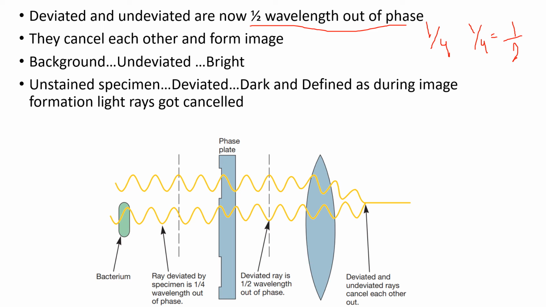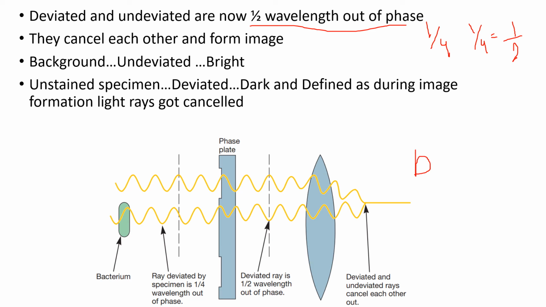Why is it getting advanced? When it is passing through the phase ring, it gets advanced because that's an optical disc. And when light rays are passing through the specimen, they get retarded by 1/4 of the wavelength. I hope that's clear. Now, it is not important that the image is formed by the deviated light rays.